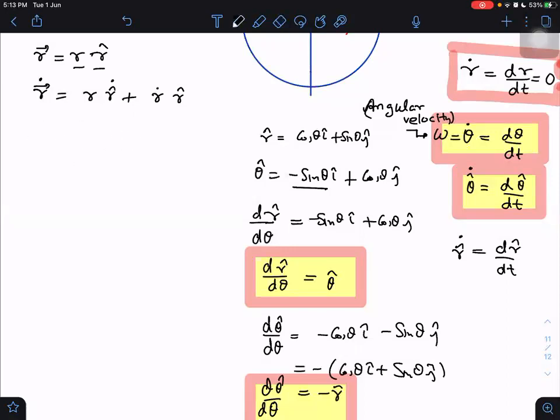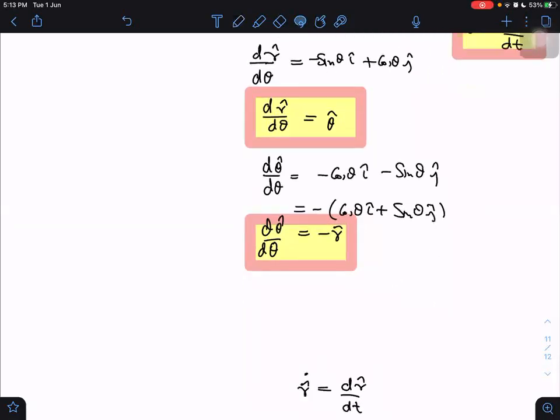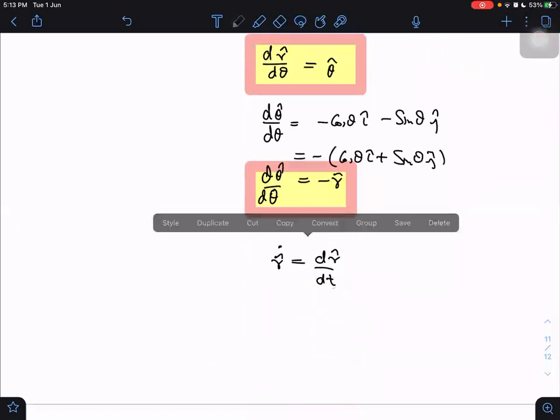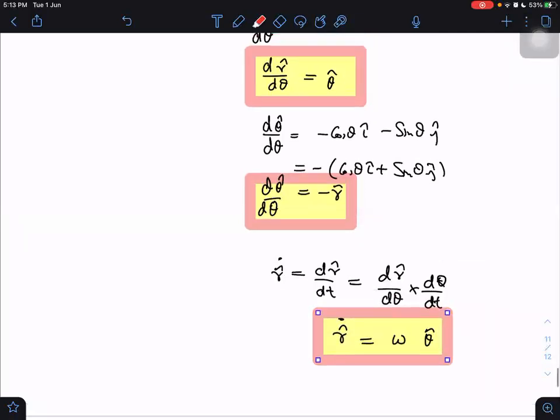I will do one more thing so that this appears very easy to you finally. I will write R cap dot here. R cap dot will be dr cap by d theta multiplied by d theta by dt. What is the rate of change of angle with respect to time? That I can call theta dot, or I can also call it omega, angular speed omega. And what is dr cap by d theta? That we already know, it is nothing but theta cap. So finally, R cap dot is coming out to be omega into theta cap.